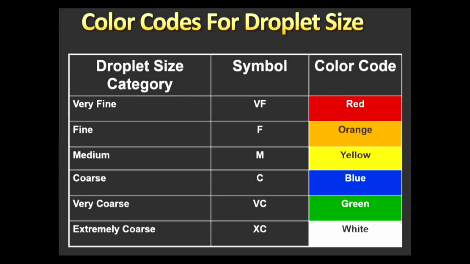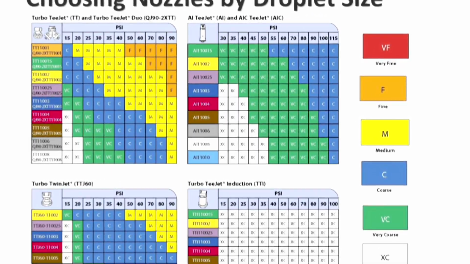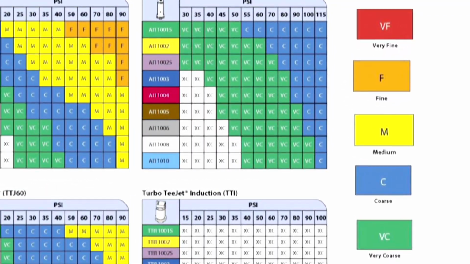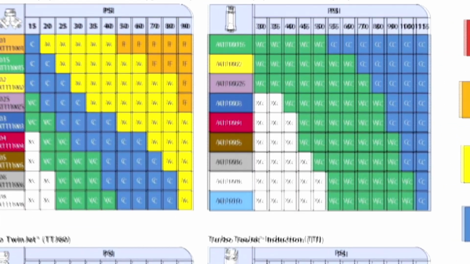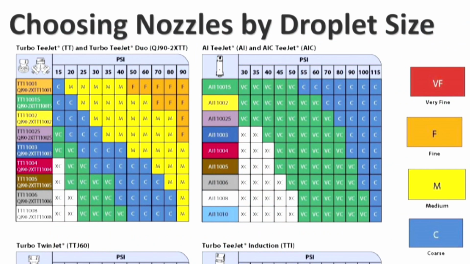This is an example of how droplet size is categorized. The majority of nozzles used can be classified as producing very fine, red; fine, orange; medium, yellow; coarse, blue; very coarse, green; and extremely coarse, white. Nozzle suppliers such as TeeJet make it easy for you to distinguish droplet sizes with a color coding system. Here, the yellow M indicates medium-sized droplets, and blue indicates coarse-sized droplets. The chart shows what nozzle type, size, and pressure correspond to the proper droplet class. Some labels specify the droplet size class you must use.